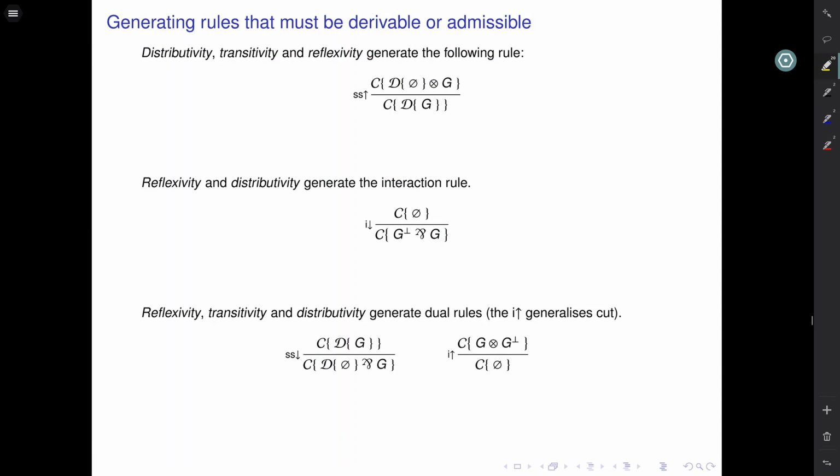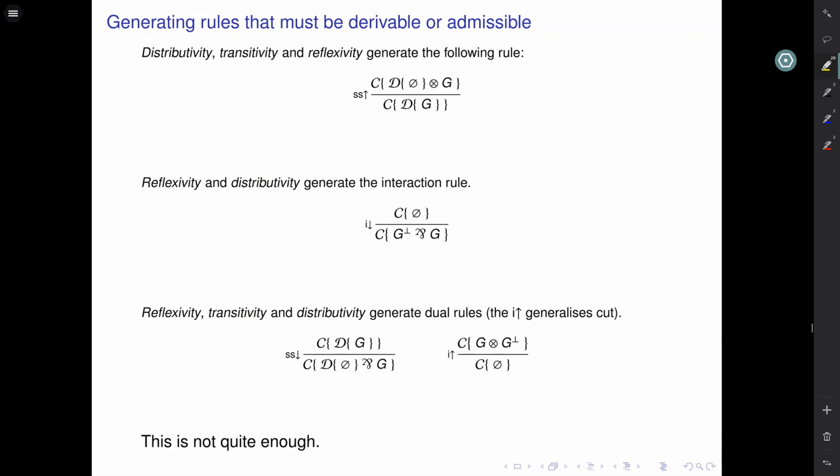And of course, using reflexivity, transitivity, and distributivity again, we can also generate the duals of these rules, where we swap the premise and the conclusion, we dualize everything. So we get the super switch down rule and the interaction up rule, which actually is a generalization of the cut rule in what are called deep inference formulations. So we will see why we need deep inference in a minute. But this is not quite enough by itself, the set of rules.